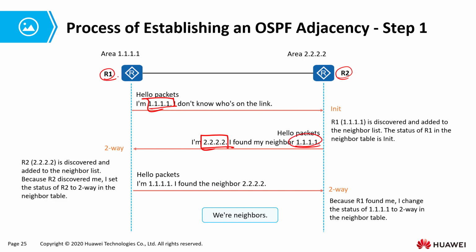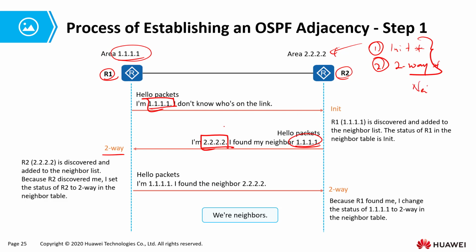Now, notice that when router 1 receives a hello packet from a neighbor that contains router 1's own router ID, it will go to the two-way state. So one, when a router receives a hello packet that does not contain its own router ID, it goes to the init state. Two, when a router receives a hello packet that contains its own router ID, it goes to the two-way state. These are the first two states in the OSPF state machine. And after these two steps, we have formed a neighbor relationship.